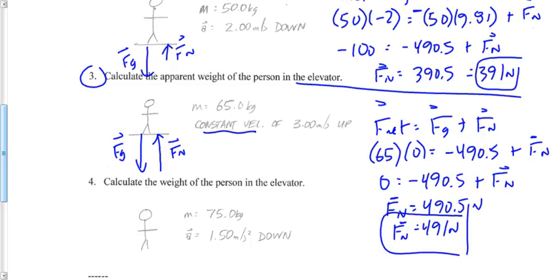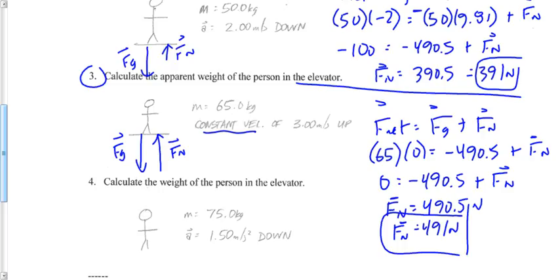So there we go. How heavy am I really here? 490.5. How heavy do I feel? 490.5. So my apparent weight is the same as my actual weight, regardless of how fast I'm moving. That's why you wouldn't even know if I'm moving upwards or downwards or at what speed.